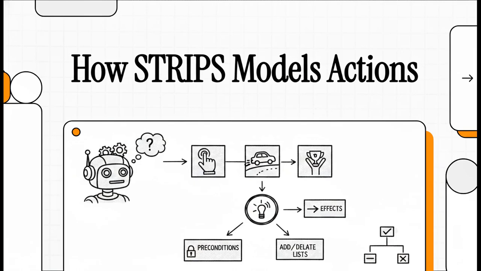Welcome to The Explainer. So let's dive right into what I think is an absolutely fascinating foundational concept in AI. We're talking about automated planning. Seriously, how does a machine actually know what to do next? Today we're exploring exactly that by looking at how STRIPS planning models actions.